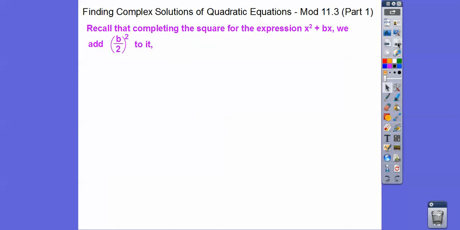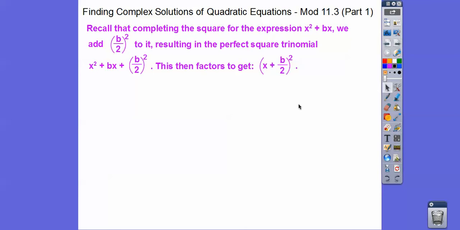Recall when you complete the square for x squared plus bx, we always add half of b squared, or b over 2 squared. That gives us the perfect square trinomial, and it always factors to a nice binomial squared. That's the goal of completing the square, so it gives us this binomial squared.